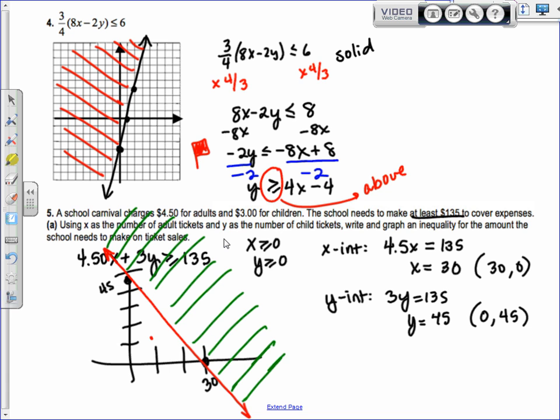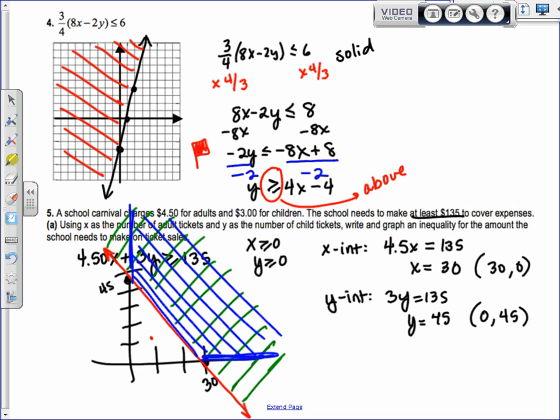So x is greater than or equal to 0 means you have everything on the right side of the y-axis, right? X values are positive. Y is greater than or equal to 0 means you have everything above the x-axis. So your final answer ends up being here. Does that make sense? Okay. So any point in there will satisfy that inequality.